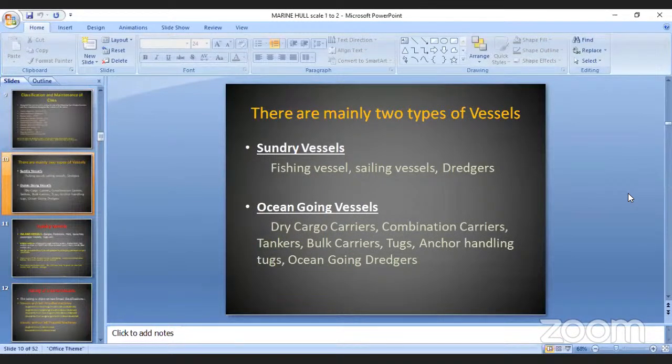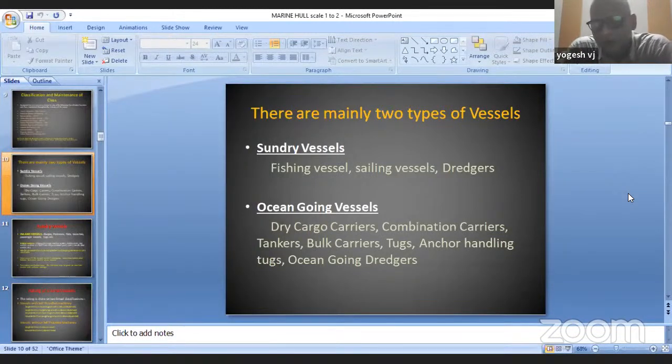Now let us come to the types of vessels. Is there someone talking, or do you have any question or something like that? Shall I go ahead? Okay. So there are mainly two types of vessels. One is sundry vessels and the other is ocean going vessels.